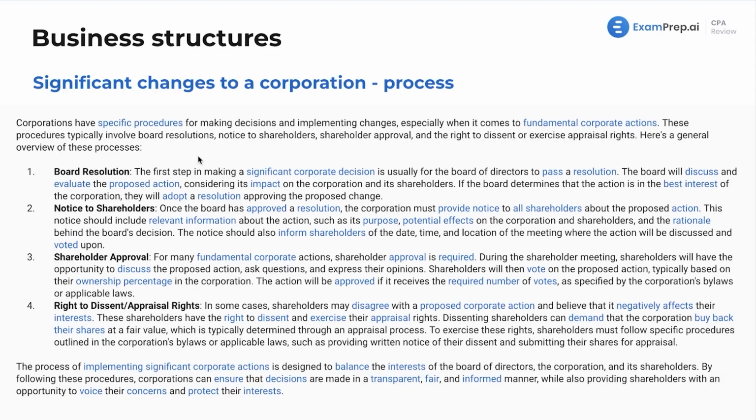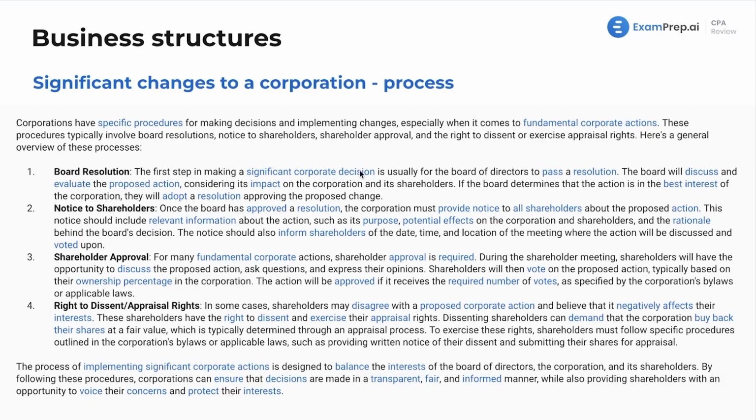Here's a general overview of the process. So let's just, with all of this, discuss, let's say, a major selling of shares to, let's say, a new shareholder, or a major merger or acquisition. Think of something like that as we run through these 4 points. Now, first, the board resolution.